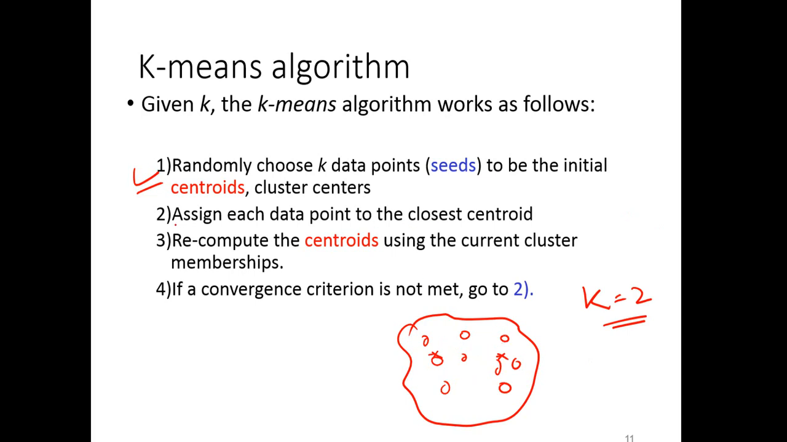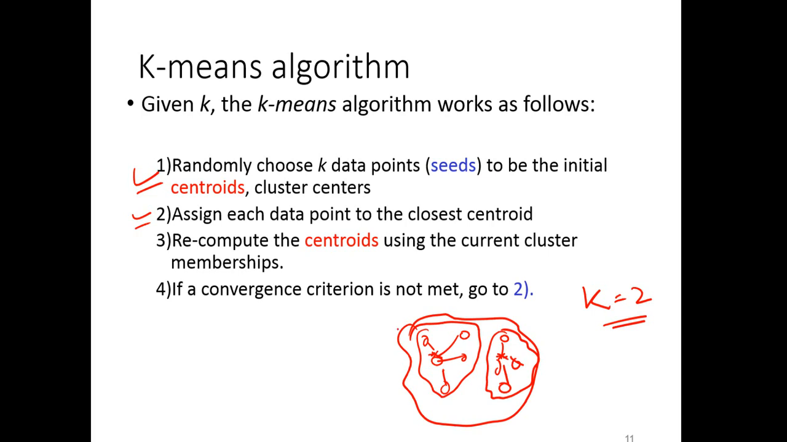Okay, in the second step, assign each data point to the closest centroid. That means here is a centroid and here is another centroid. Just calculate the distance and then see which data points are closer. Now you can see these data points are closer to the first centroid, and these data points are closer to the second centroid.